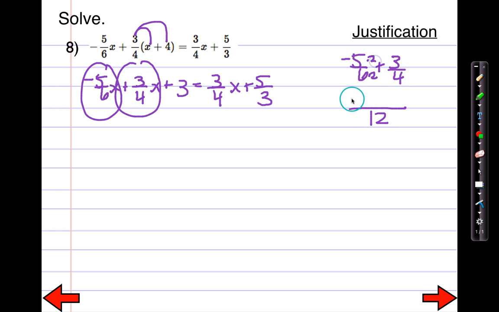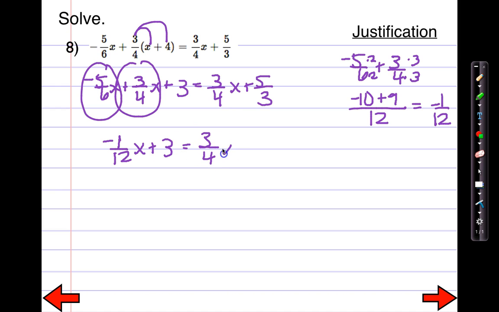So we're going to times 2, leaving us with -10. Here we're going to multiply by 3, leaving us with +9. So it's a -1/12. Be very careful that you include the negative. So we have -1/12 x plus 3 equals 3/4 x plus 5/3. Now at this stage, I do know there's going to be one solution because my coefficients are different.